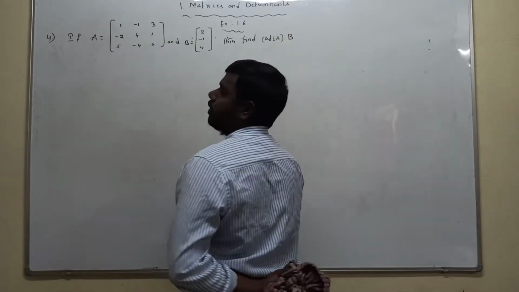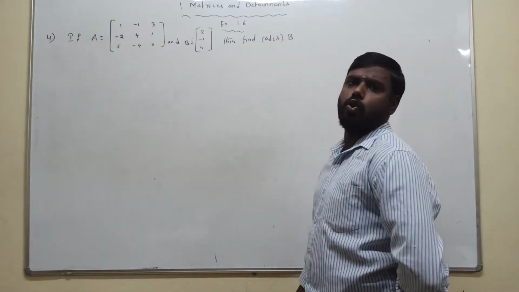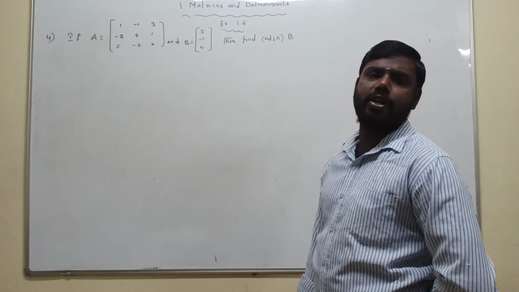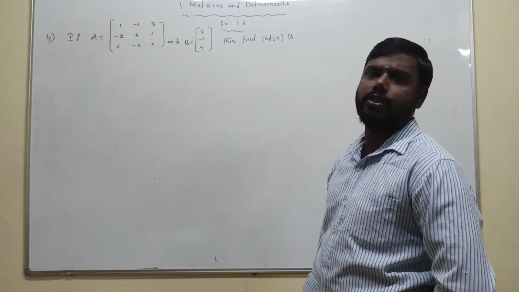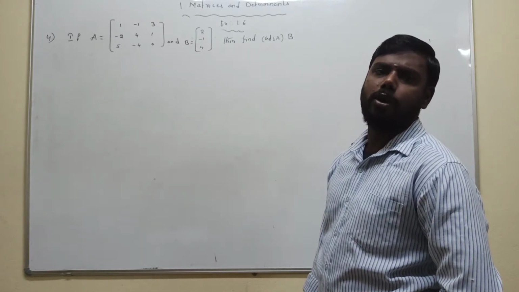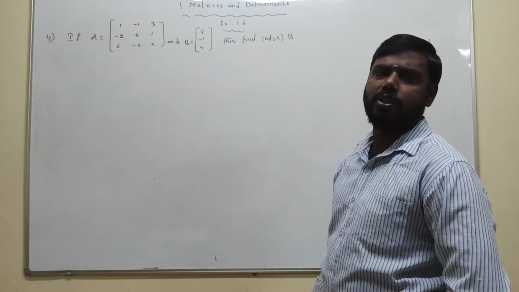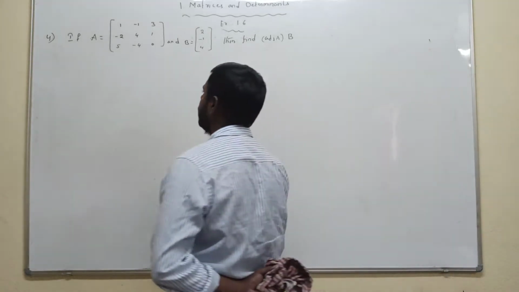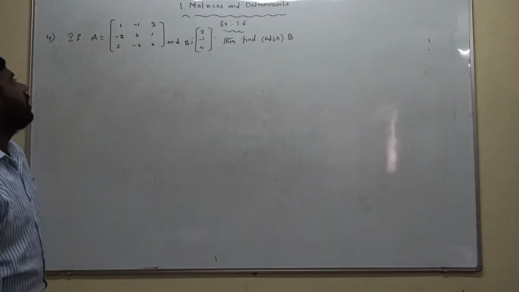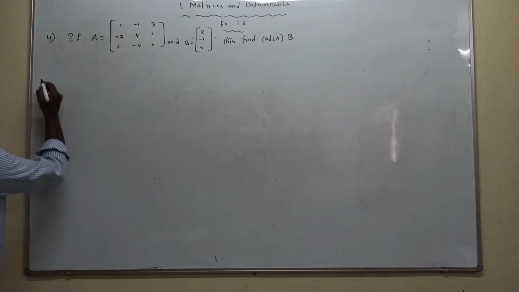Whenever A is a 2 by 2 matrix, we can easily identify the adjoint of A. Whenever A is a 3 by 3 matrix, how do we find the adjoint of A? There is a shortcut method, but in the final exam there is no need to write the shortcut method. That's why I follow the definition of the adjoint of A. See the solution.